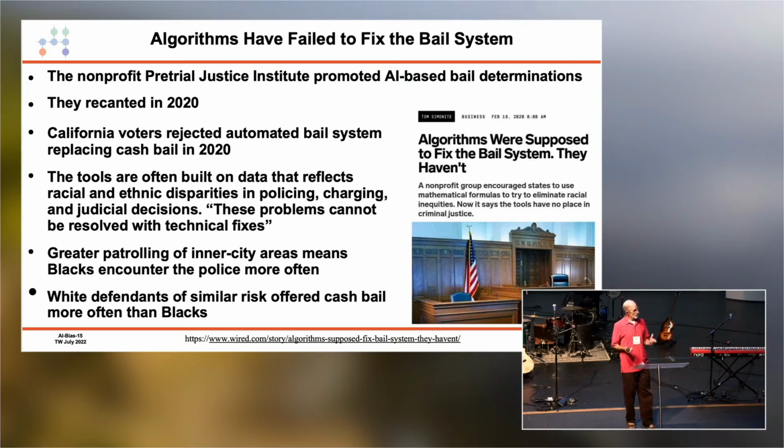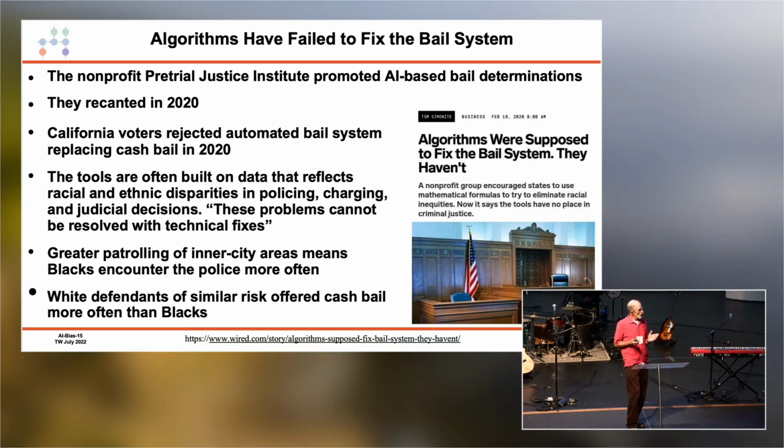The voters got it on the ballot in a ballot issue, and they rejected it. Voters love ballot issues. You know, the tools are built on data that reflects the racial and ethnic disparities in policing, charging, and judicial decisions. You can't just technically fix that. There's greater patrolling of inner city areas.